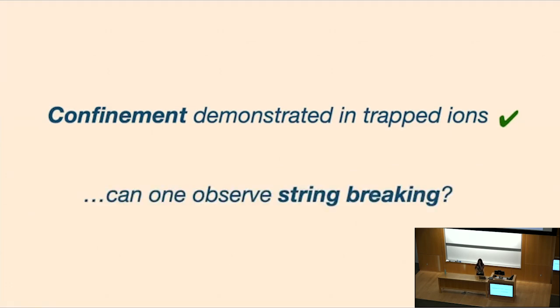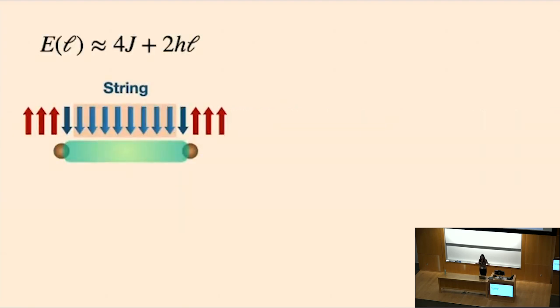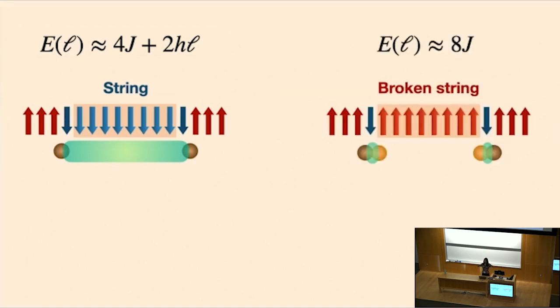Now, can we observe string breaking? So this is what we wanted to do. And how do you do this? Well, first of all, how does the string break? So the idea is that you start from this string configuration, and you want to achieve this configuration where you have two additional domain walls that essentially screen the string, and now the energy is simply the one given by these four domain walls. So in this case, you go from a region of down spins to a region of up spins.